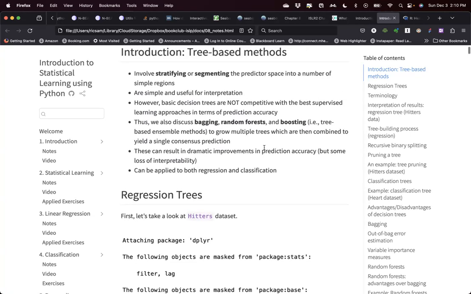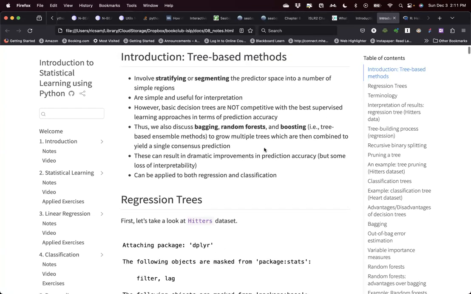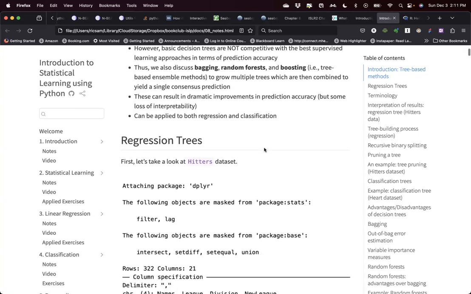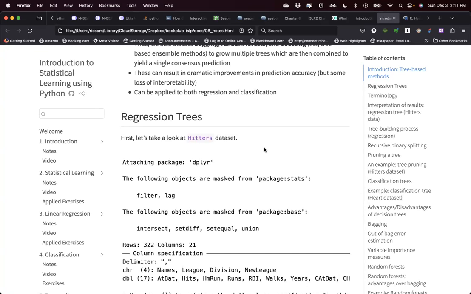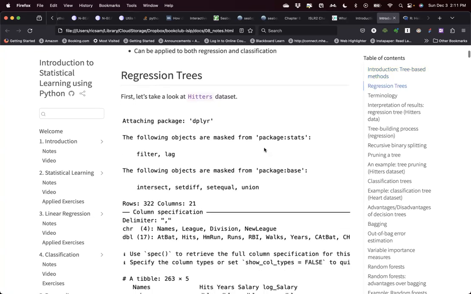Of course, with a decision tree, the simple tree is easier to interpret, sorry. But bagging, random forest, and boosting get a little more complex in the interpretation. They get better at accuracy and on metrics, but then we lose a little bit of interpretability. And they can be applied to both regression and classification. So let's see an example. The first example in the book is regression trees. And we're going to take a look at the Hitters data set.